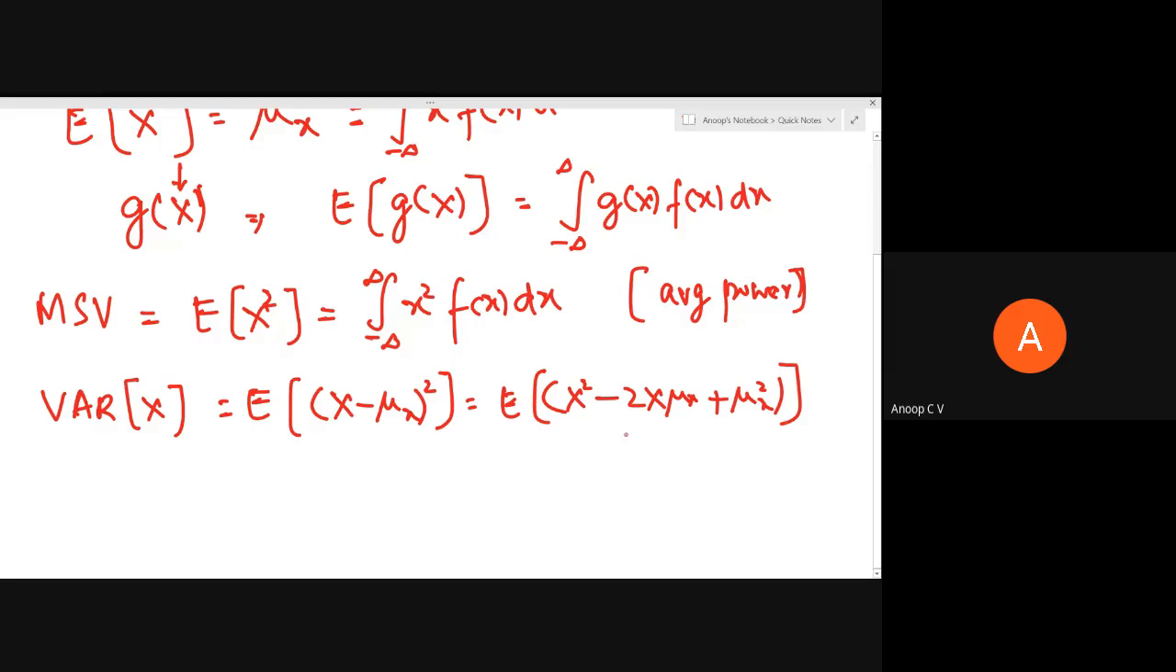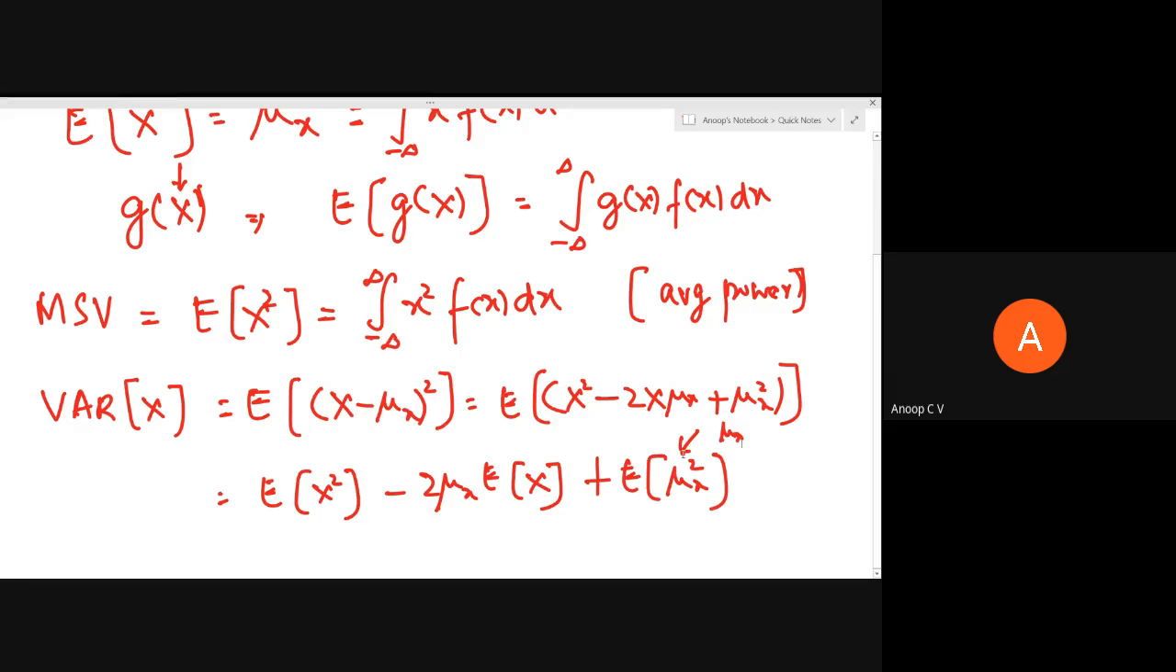So as this is a linear operator, we can write it as E of x square minus 2 times mu x, the mean, which is again a constant. So 2 times mu x times E of x, plus E of mu x square. So this is again a constant. The expectation, the average of a constant, will be the constant itself.